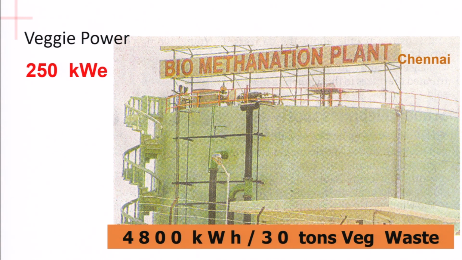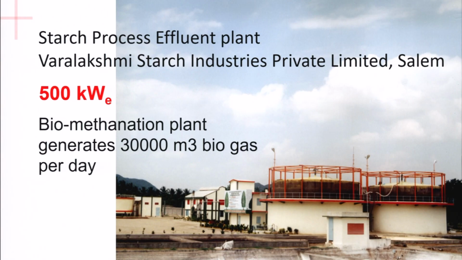From such sources of plants, we can get vegetable power or vegetable electricity, and one such biomethanation plant is available in Chennai, which has a capacity of 4,800 kilowatt and it uses around 30 tons of vegetable waste. It also produces 250 kilowatt of electricity power. Another example is the starch process effluent plant, which is available at the Varalakshmi Starch Industries Private Limited at Salem, Tamil Nadu. It produces around 500 kilowatt of electricity, and this biomethanation plant generates around 30,000 meter cube of biogas every day.